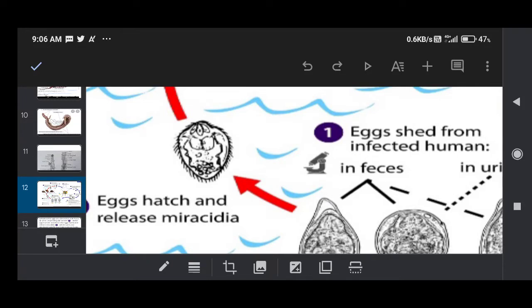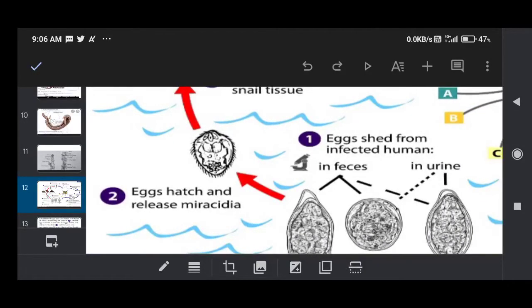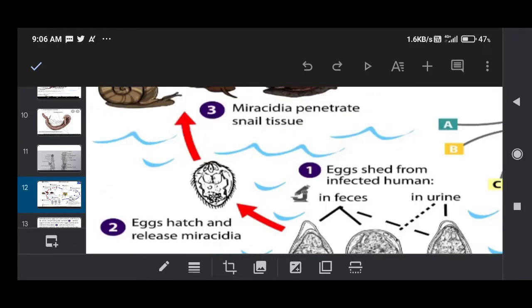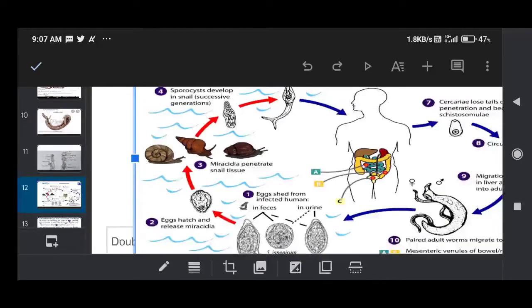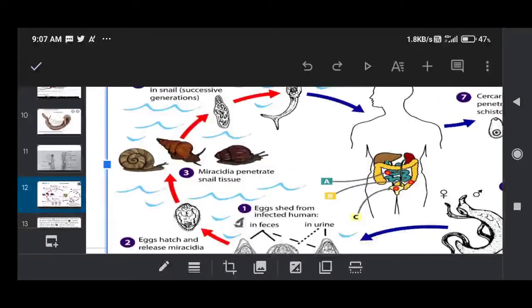So the miracidium swims freely in the water, and it can survive up to 24 hours. After 24 hours, if the miracidium does not reach the snail, it may die. Now whenever the miracidium reaches the snail, by the penetrating gland it enters into the snail liver, and here the sporocyst is formed immediately.